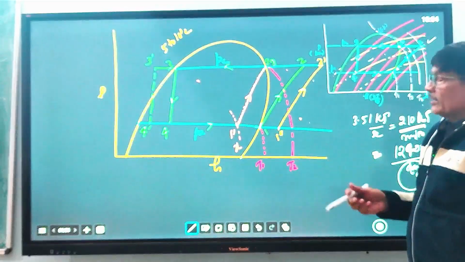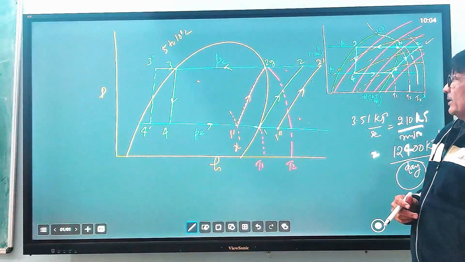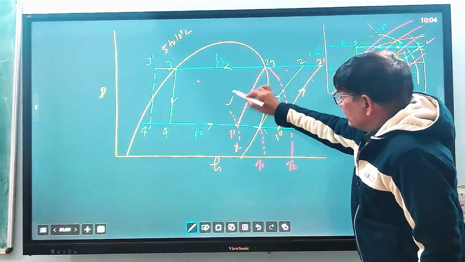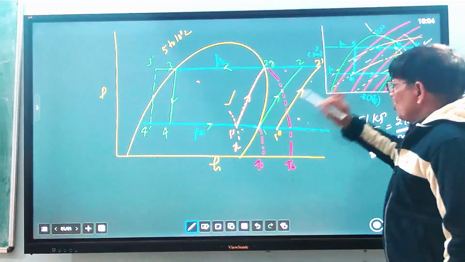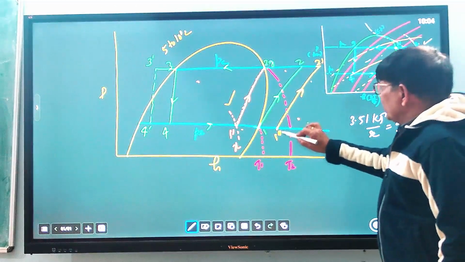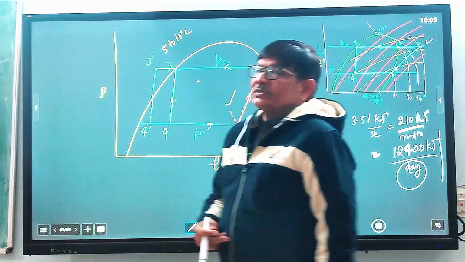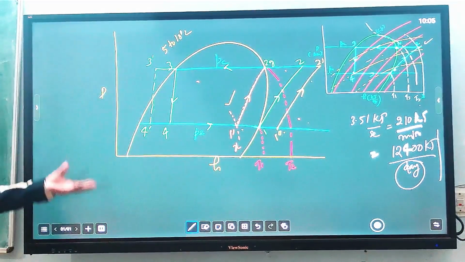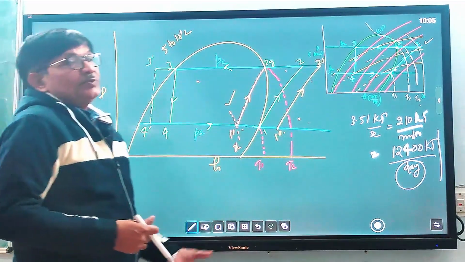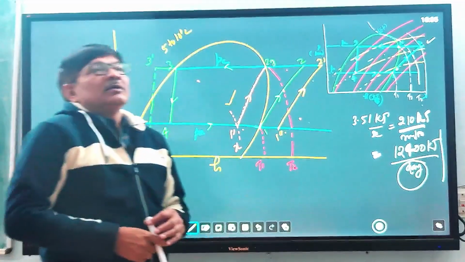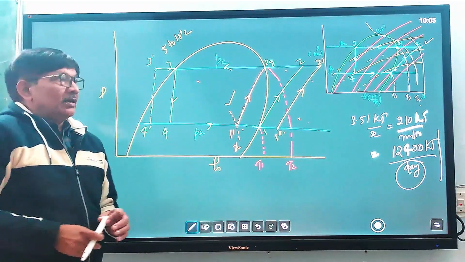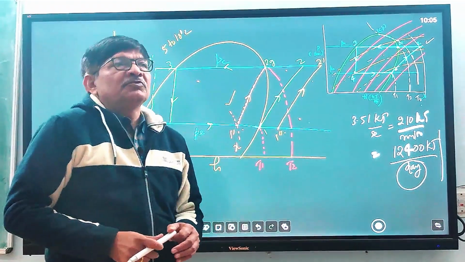For all three cases we will discuss how we find the quality here, then calculate H1 dash, H1 double dash and H2 double dash. All these things we will discuss in the next class. My purpose in this discussion is that you know all the properties required for calculating the cycle and solving refrigeration problems.